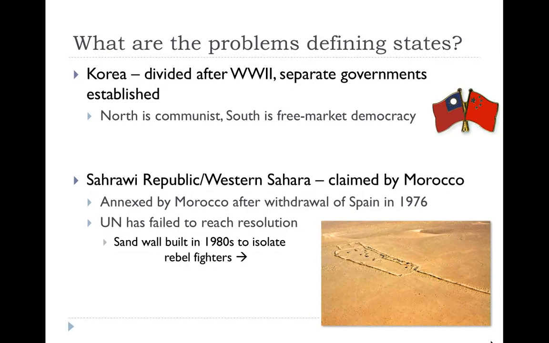Another one here would be Western Sahara, or the Sahrawi Republic. And when we look at that, it is claimed by the state of Morocco, which is one of their neighbors. And Morocco claims that they annexed this area in 1976 when Spain left this territory to its own. And so the United Nations has actually failed to ever come to a resolution on this. And if you look at the picture there, in the 1980s, they built a sand wall to try to kind of isolate the rebel fighters from the portion that was claimed by Morocco. And again, this is just one of those other areas that leads to a problem in defining states. And we'll take a look at the map here in a minute with that too.